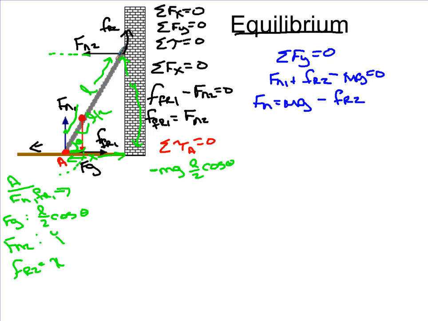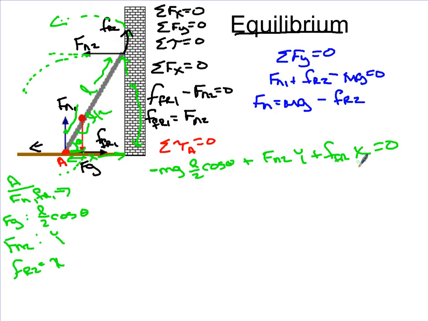Fn2 is going to tend to want to make this go counterclockwise. So this is going to be plus Fn2 times the lever arm of Fn2, which is just this big line. And then this frictional force is also going to want to cause a counterclockwise motion. So it's going to be plus the frictional force times its lever arm, which is x. And this has to equal 0. So we're just going to have to algebraically solve this somehow.